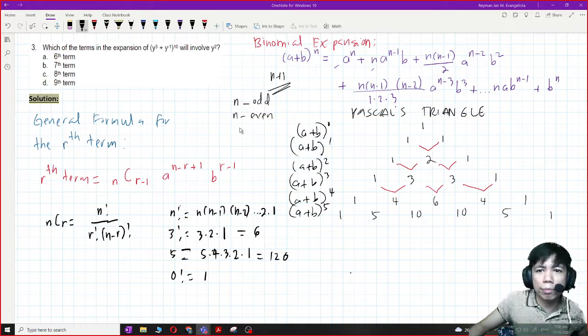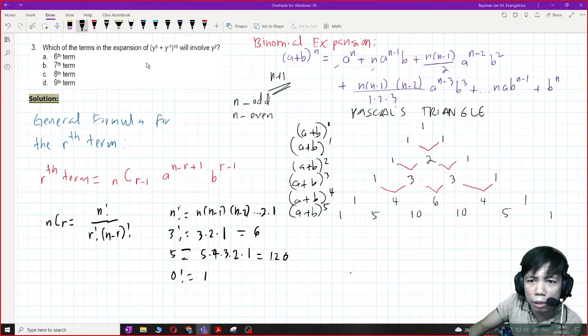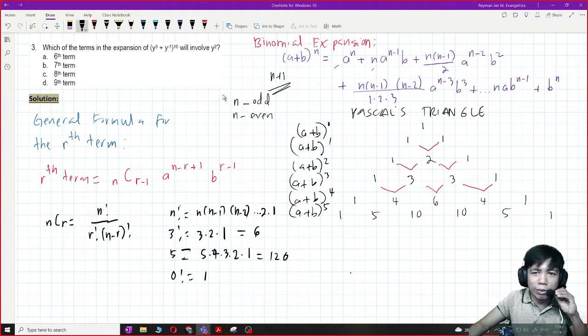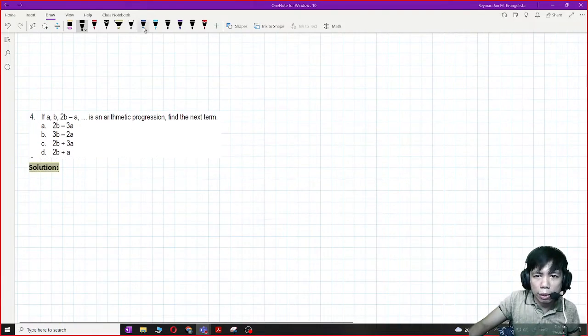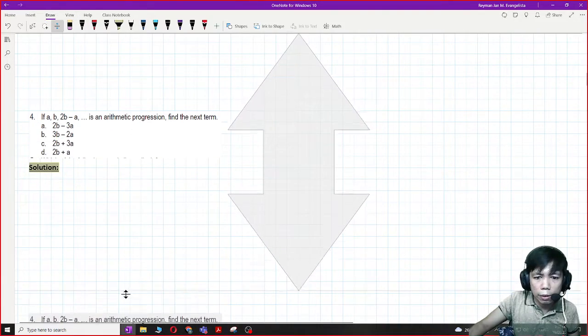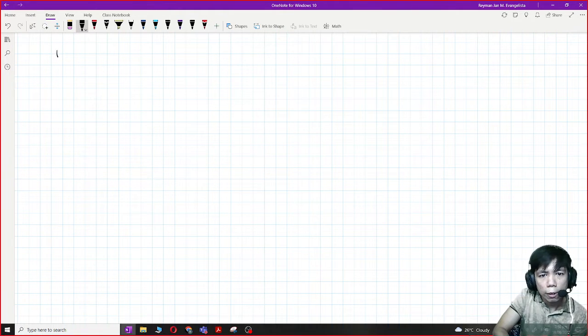Okay, ano yung ating problem? Okay, which of the terms involve y squared? Okay, the given is y cube plus y raised to negative 1 raised to 10. Okay, so baba tayo. Okay, so meron tayong y cube plus y raised to negative 1 raised to 10.